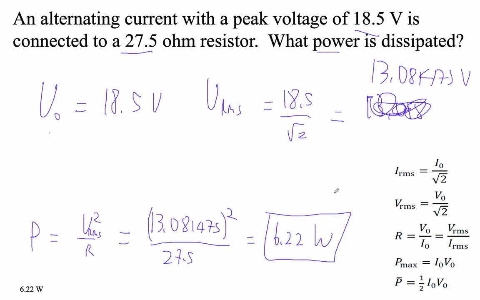Now, what I paused at the beginning there, really the way I do this is I just go 18.5 squared divided by that, right? I'd find the peak power, which is V naught squared divided by R. So that'd be 18.5 squared divided by 27.5, and you get 12.44, right? And remember, the peak power is twice the average power, so divide by 2 and you get 6.22.